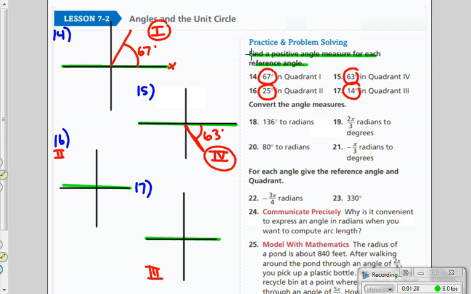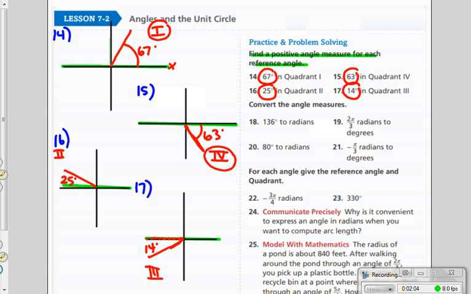63 degrees. In quadrant 2 for number 16, they want you to go 25 degrees, and again, we always go from the x-axis. Sometimes I see some people drawing this 25 degrees from the y-axis. That's not a reference angle. A reference angle is always in reference to the x-axis. Number 17, 14 degrees in quadrant 3 would be down here. Again, it's the angle between the x-axis and the terminal side, 14 degrees.